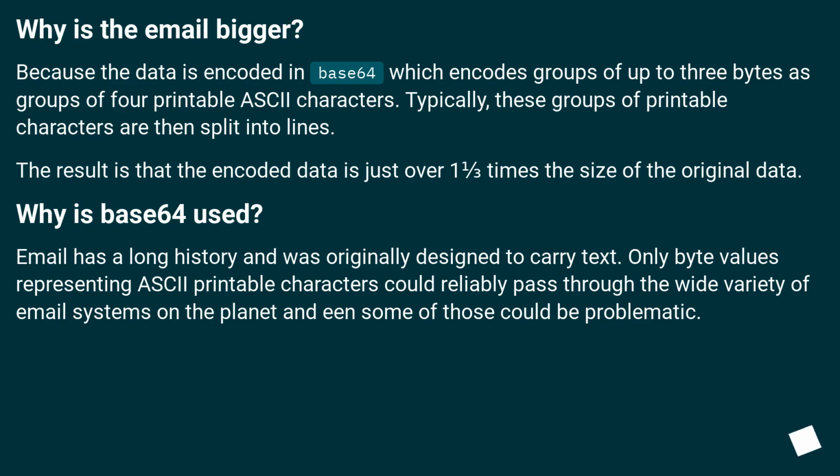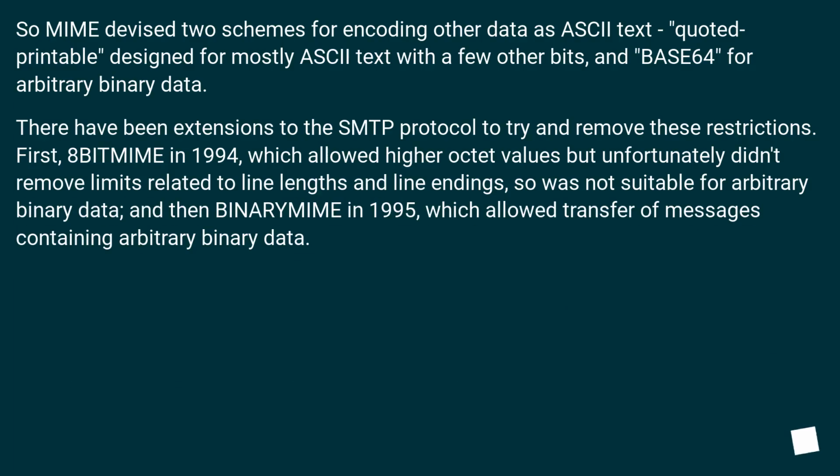Why is base 64 used? Email has a long history and was originally designed to carry text. Only byte values representing ASCII printable characters could reliably pass through the wide variety of email systems on the planet, and even some of those could be problematic. So MIME devised 2 schemes for encoding other data as ASCII text: quoted printable designed for mostly ASCII text with a few other bits, and base 64 for arbitrary binary data.